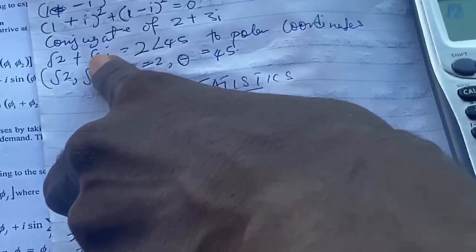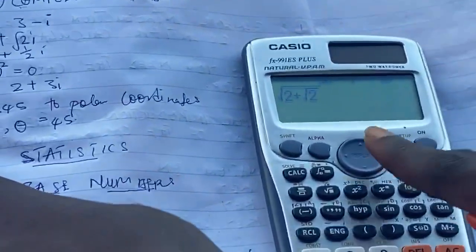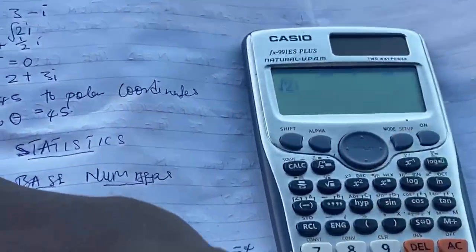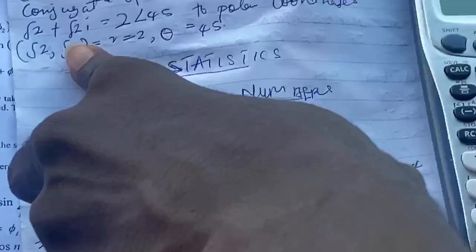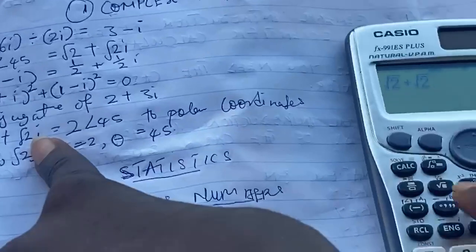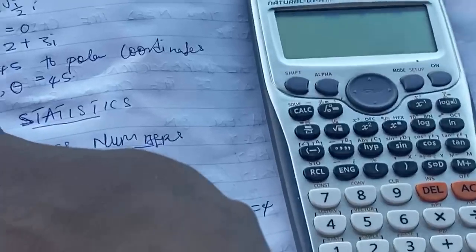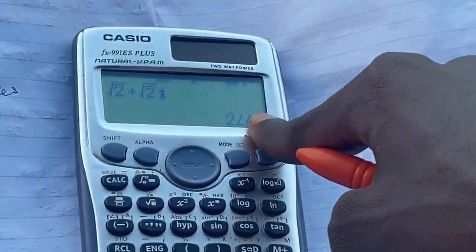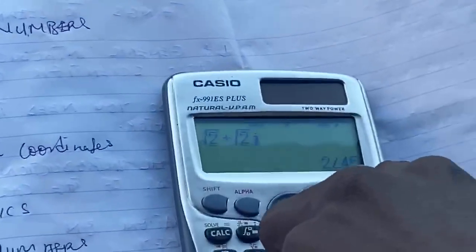Then we have square root 2 plus square root 2i, like I told you before. Okay, sorry for that. Square root 2. Then press the shift button, plus, square root 2, i. For the i, take it outside of the bracket by clicking forward. Then click your shift, click your ENG, then press your equal to sign. When you click it, you get your polar form as 2 angle 45. So that is the polar coordinate of square root 2 plus square root 2i, which gives you 2 angle 45.